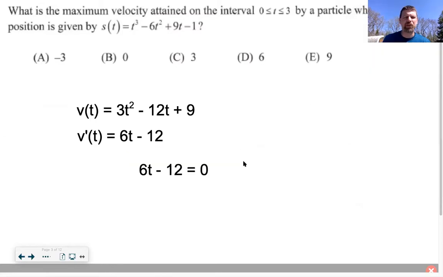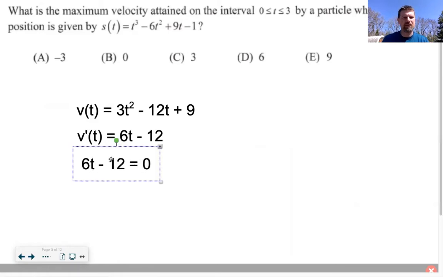So I wanted to set the derivative equal to 0 so I can find my critical points. 6t minus 12 is equal to 0 means that 6t would equal 12, or just to be a little faster than that, t is equal to 2. Now, one thing to be careful of, that's a critical point that's going to show me a maximum or a minimum if it exists on the interval. I should definitely check if it is a maximum or a minimum, right?